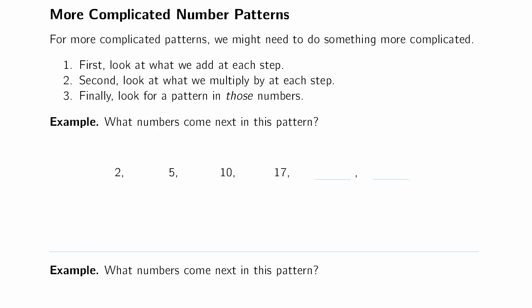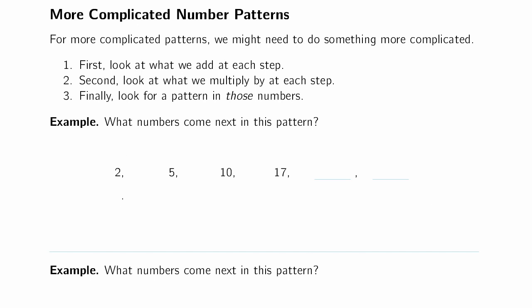Okay, so here are some more complicated sorts of number patterns and a technique to analyze them. When we encounter a number pattern, there are 3 steps that we follow in order to analyze that pattern. First, we figure out what we need to add at each step. Then, if the pattern is not yet obvious, we look for what we multiply by at each step. And then, if the pattern is still not obvious, we try to find a pattern in those numbers.